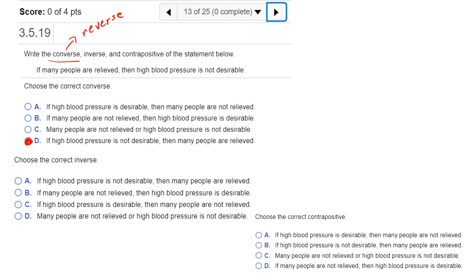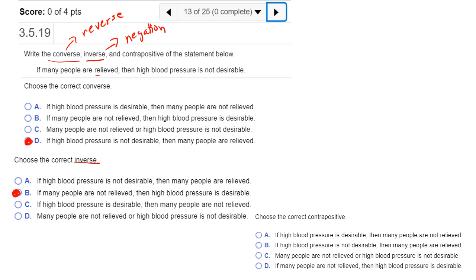Now, for inverse, inverse keeps the order, but it is the negation. So if many people are relieved, I need if many people are not relieved. High blood pressure is not desirable. I need high blood pressure is desirable. So if I come down here for my inverse choices, I need if many people are not relieved, then high blood pressure is desirable. That would be my answer choice B.